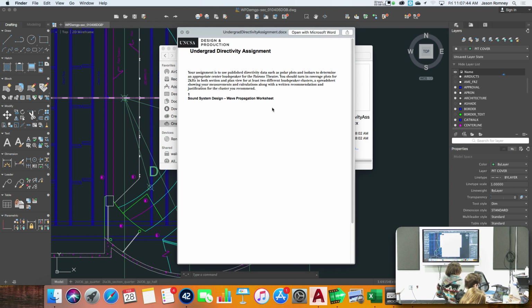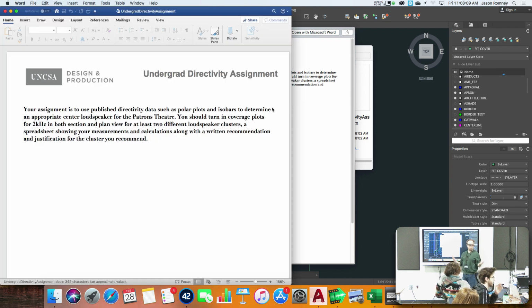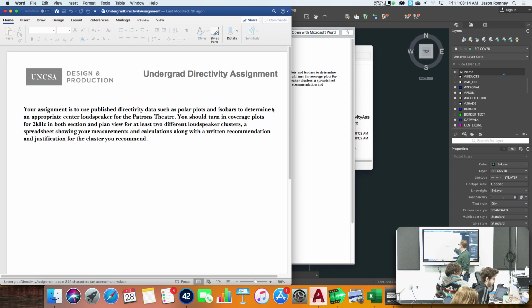And I sent you a drawing of the Patron's Theater with a seating layout that you should use. So figure out a place to hang a loudspeaker there. It doesn't really matter where. You hang it anywhere you want, but it ought to be reasonable, given what you know about how shows tend to happen. I want you to do this at 2 kilohertz. In real life, you're going to want to look at all the frequencies, but just for reasons of keeping this simple for now, just worry about 2 kilohertz.